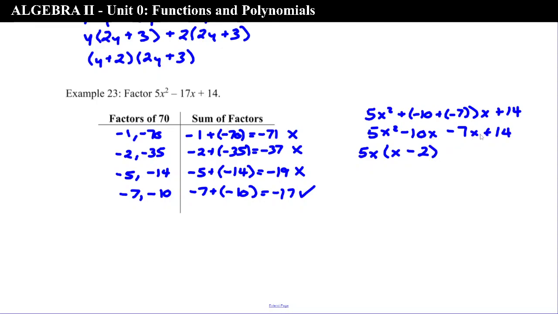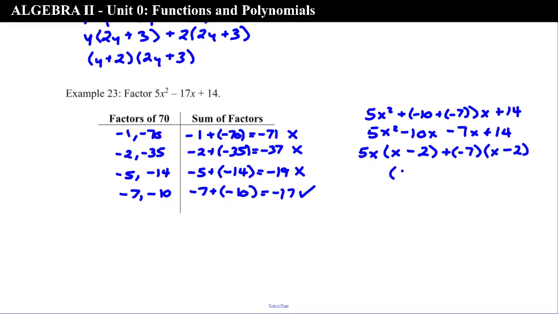And we're going to factor out in the first one. We'll factor a 2 out. Or I should say a -7. Okay? We're going to factor a -7 out because -7 will go into both -7 and 14. And then we're left with x because -7 times x is -7x. And we're left with a -2. -2 times -7 is positive 14.